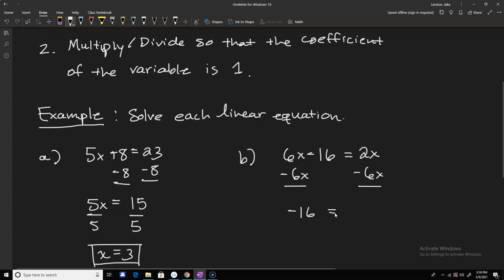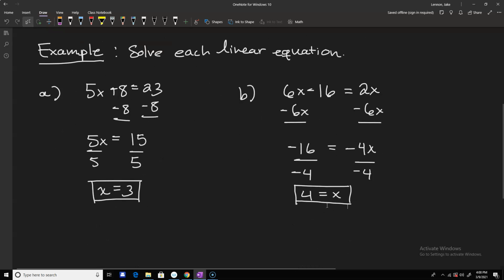So you end up with just the minus 16. 6x minus 6x goes away. 2x minus 6x leaves you with minus 4x. Now we're multiplying x by negative 4, so we'll divide on both sides by minus 4. And we're left with our answer here as well. X is positive 4. So another quick one. Not too much to say there.